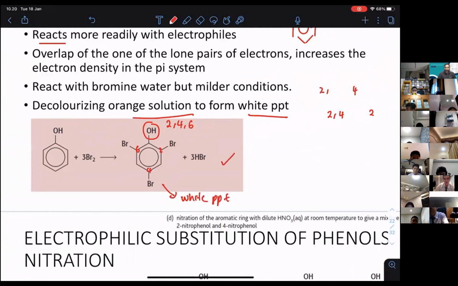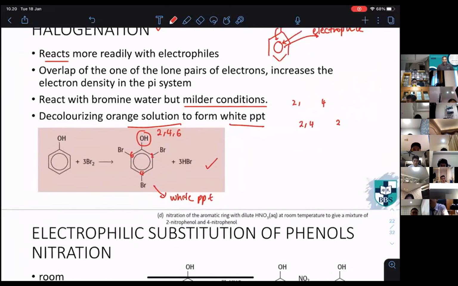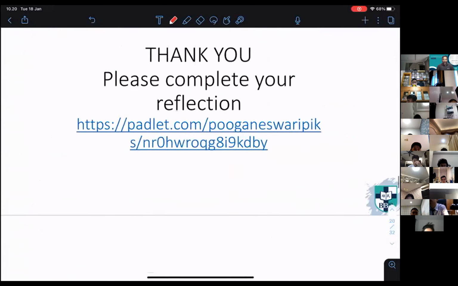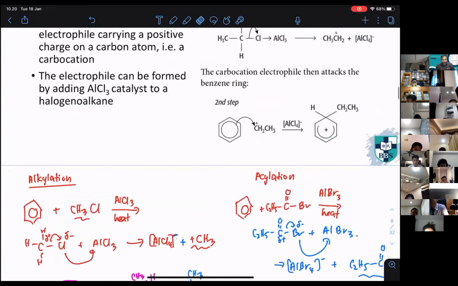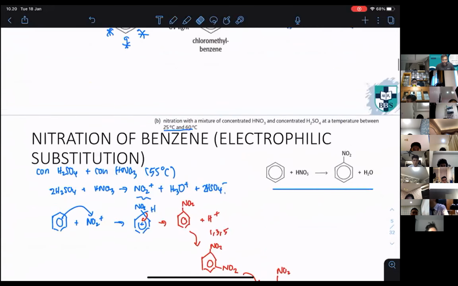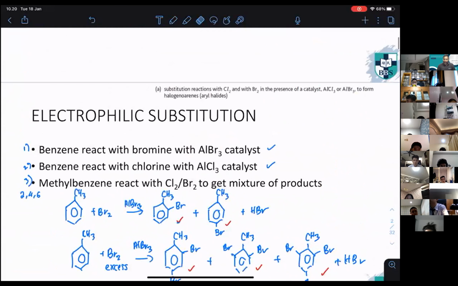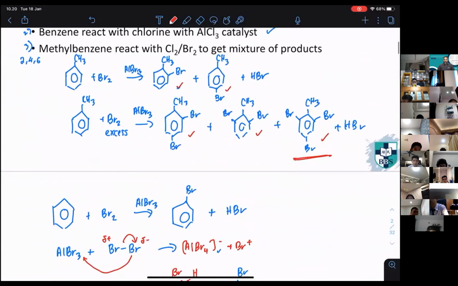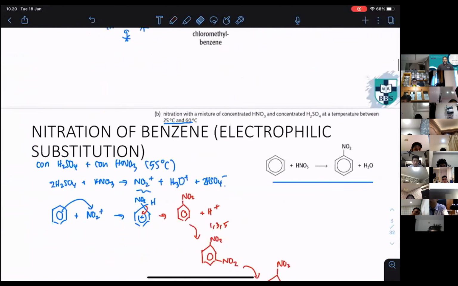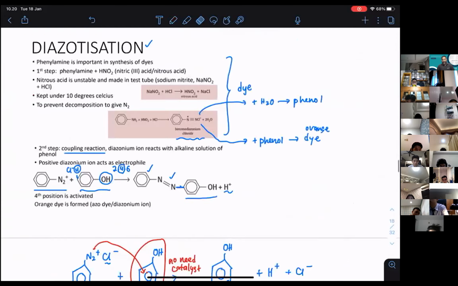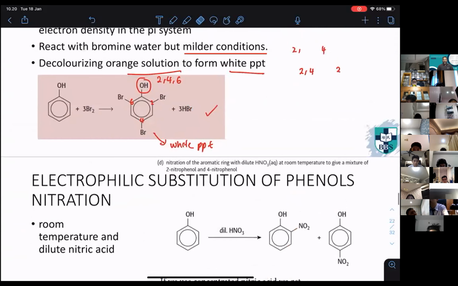But under milder conditions, so you do not need to have halogen carriers. You do not need halogen carriers like just now. Like the normal situation, what do we need? You need AlBr3 catalyst, and here they didn't say heat, so they just use the catalyst. But this one is going to be milder.